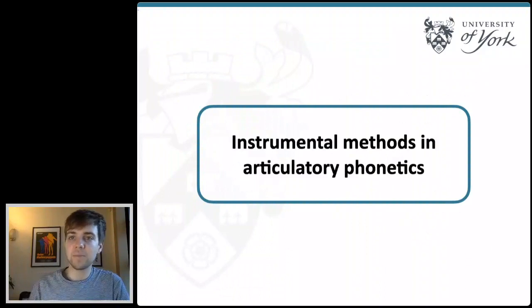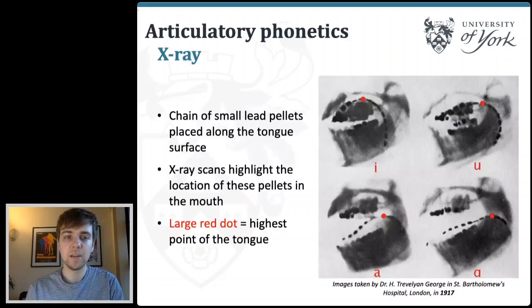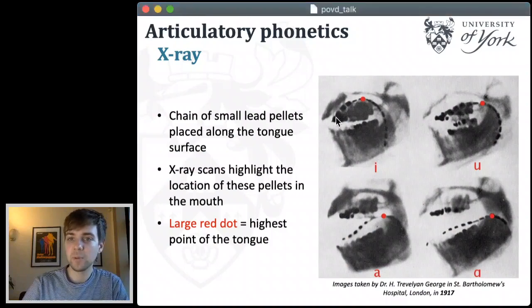So I'll show a few more examples of this kind of field of instrumental phonetics and articulatory phonetics. So we saw an MRI scan just earlier. That's only one method though. Another method is the use of X-ray. So this actually involves laying a chain of small lead pellets across the surface of the tongue. And what happens is when you take an X-ray scan of the head, you can actually see those pellets on the scan. So you can see them here. They show up in black, and you've got the red point, which just illustrates the highest point of the tongue.